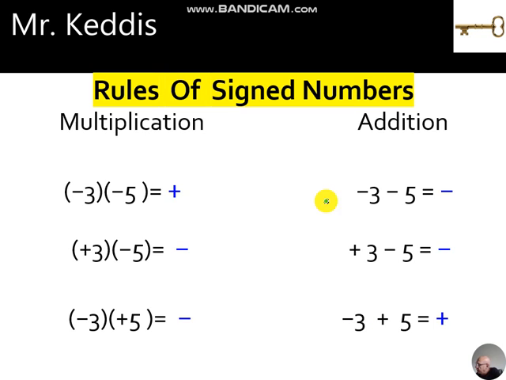In addition, when I have the same sign, I add the numbers. 3 plus 5 is 8. It means I lost $3 and I lost 5, so I lost 8. But when you have different signs, I subtract. 5 minus 3 is 2. It means the answer for both is 2.